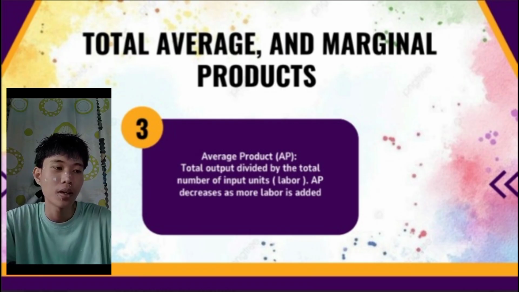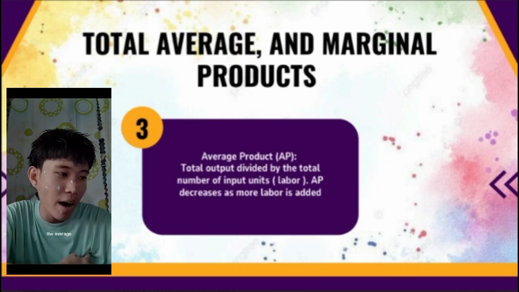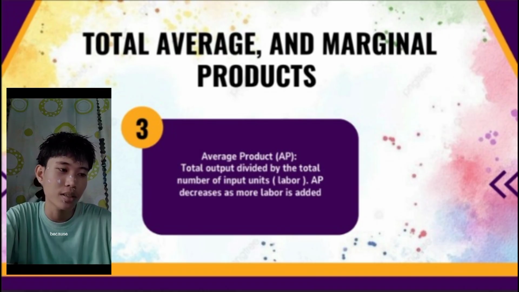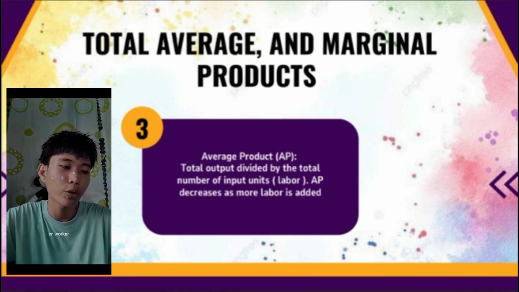For example, 5 workers produced 50 tents. The average product is 10 tents per worker because why? 50 tents divided by 5 workers is equal to 10 tents per worker.